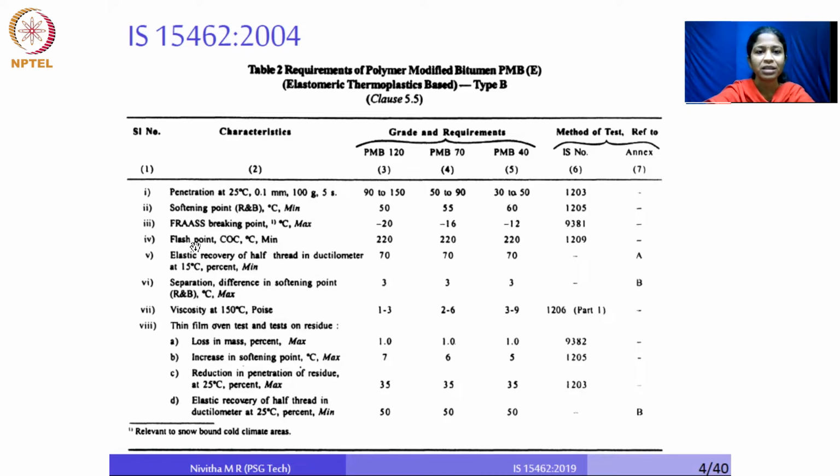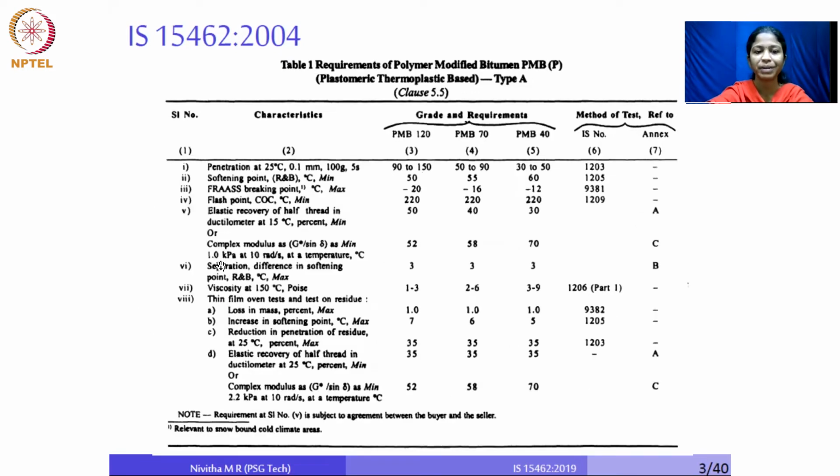If you look at the elastomer based bitumen, only elastic recovery is specified, whereas for the plastomer based bitumen, either elastic recovery or complex modulus is specified. Now you should understand why this kind of a variation is given between these two type of modifiers. To understand this, you should link it with the interaction mechanisms that we had discussed for modified bitumen.